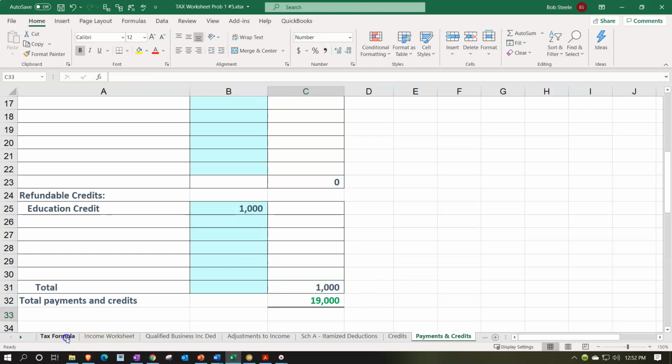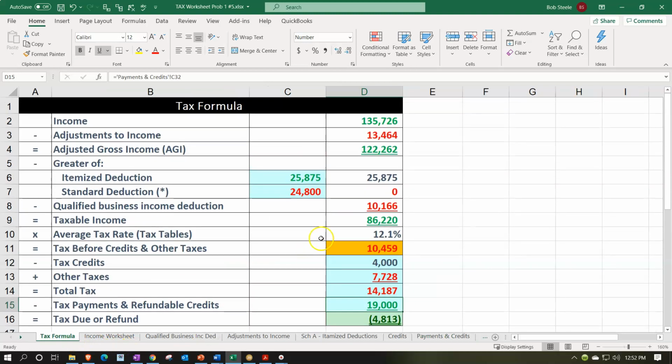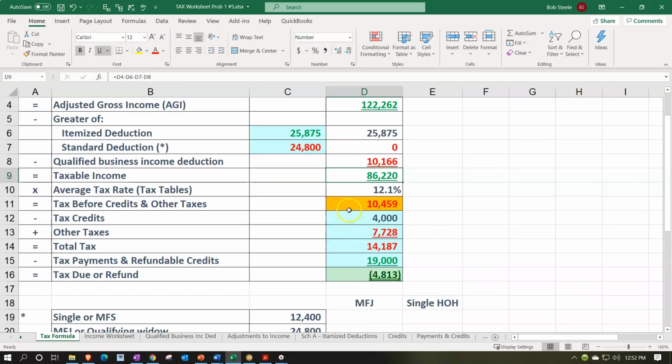So if we go back to the first page of the formula then, no change has happened to the taxable income. No change has happened to the tax calculation before credits and other taxes. And then we had our tax credits, which has now changed. This is going to be increased by that non-refundable portion, the $1,500. Then we have the other taxes, which has not changed. This is the taxes for the self-employment taxes on the Schedule C business. And that's going to give us our total tax.